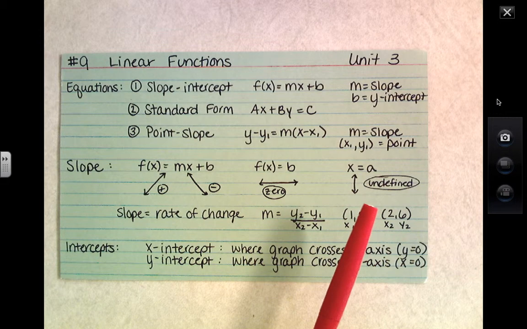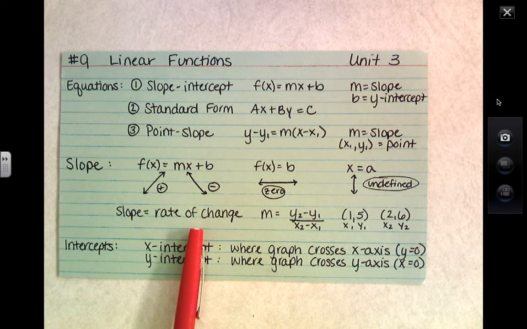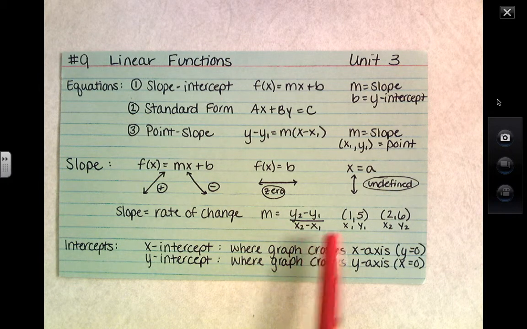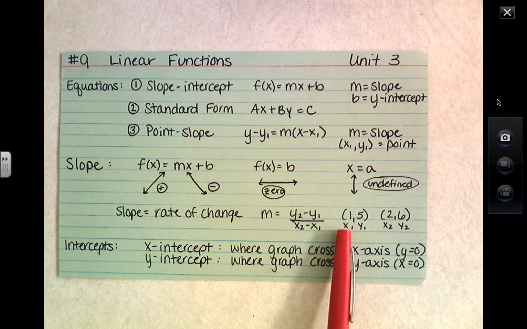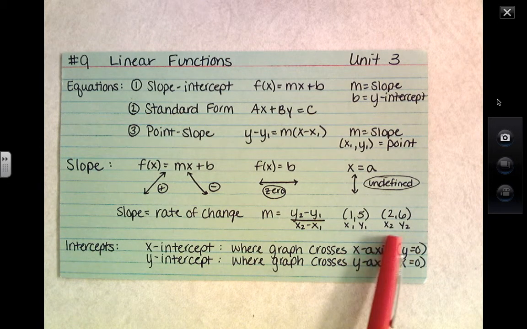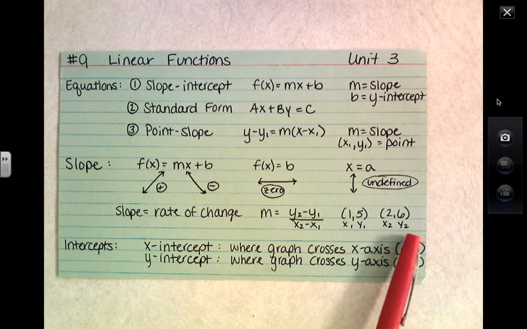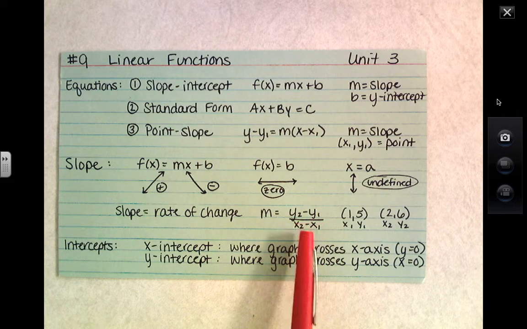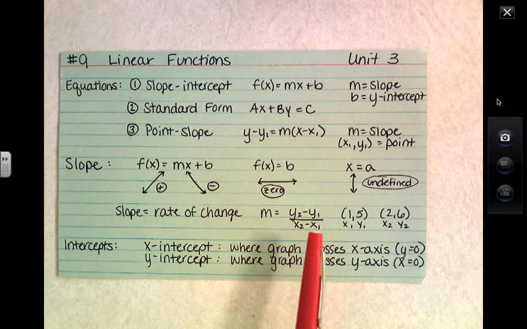In order to calculate slope, which is also called the rate of change of the line, we use this formula here. m equals y2 minus y1 over x2 minus x1. And when you are given coordinates, the first x-coordinate is x1, and the first y-coordinate is y1. The second x-coordinate is x2, and the second y-coordinate is y2, and we would just substitute those values into this formula here to calculate slope. We will do that together in class.